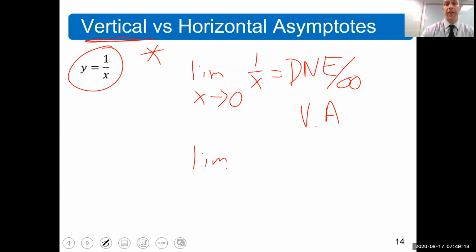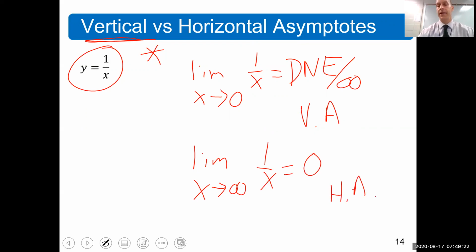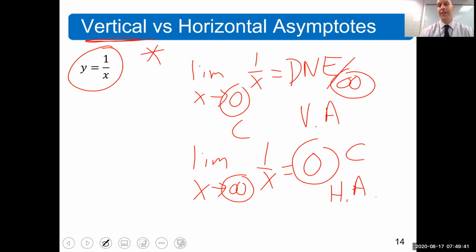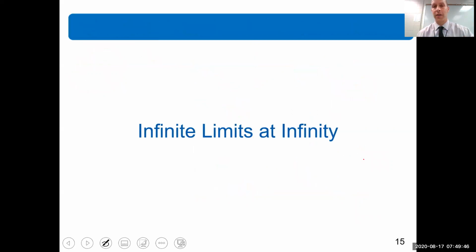However, if I take the limit of the same function, 1 over x, as x goes to infinity, I get 0. That is a horizontal asymptote. So what I'm trying to tell you is this. We define a vertical asymptote as a limit going to a constant being infinity. And we talk about a horizontal asymptote as the limit of a function going to infinity being a constant. So you just have to switch the two around. That's how we define vertical and horizontal asymptotes.